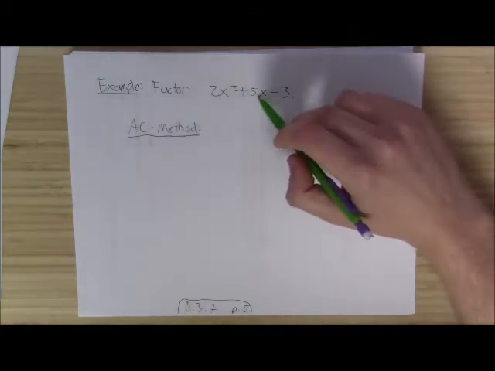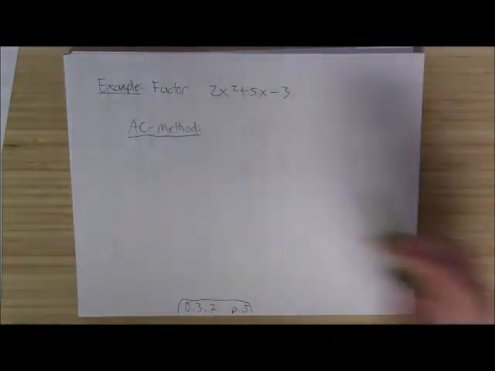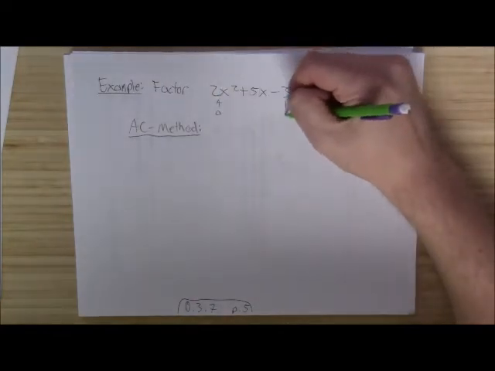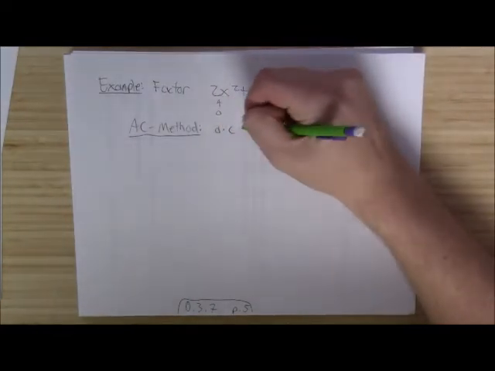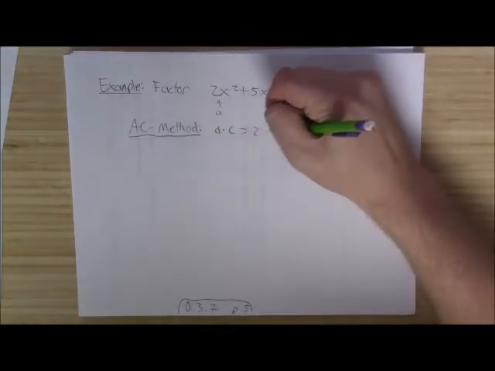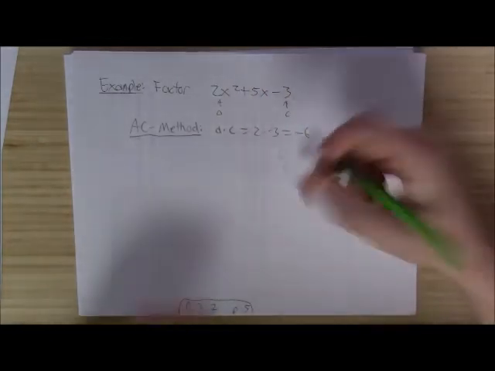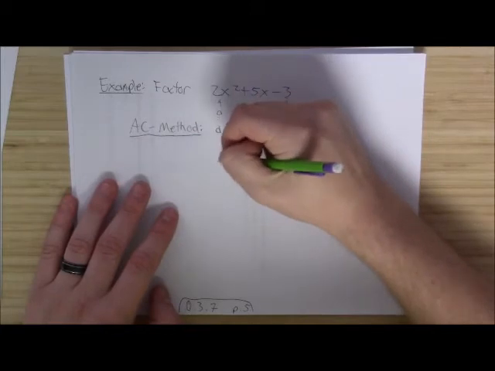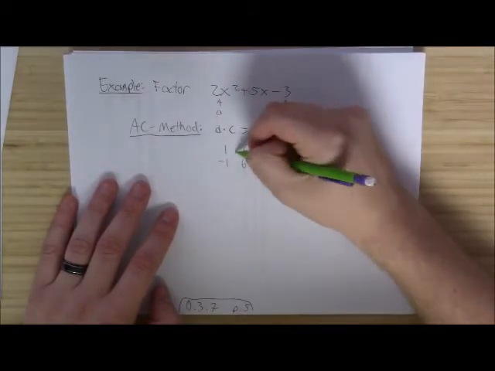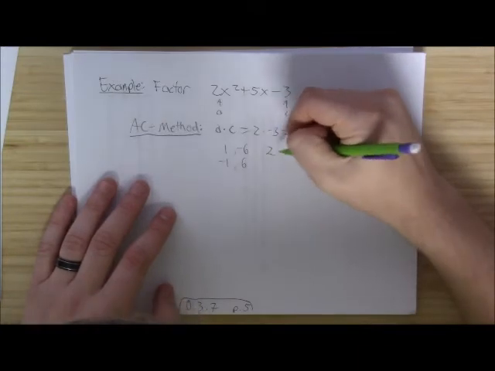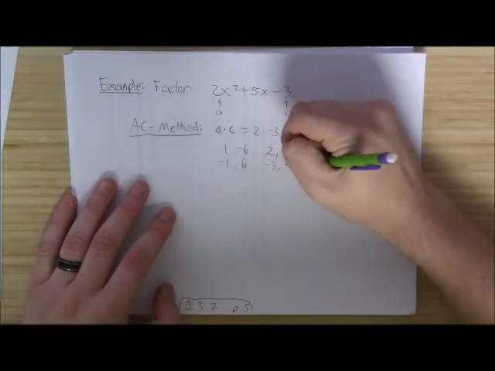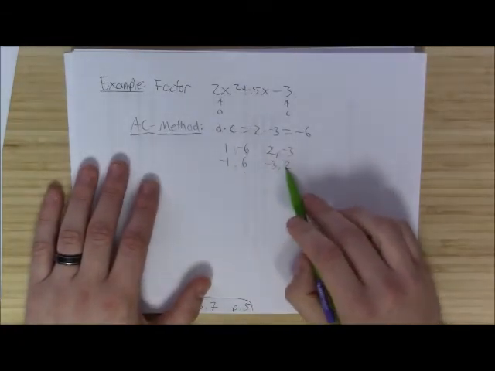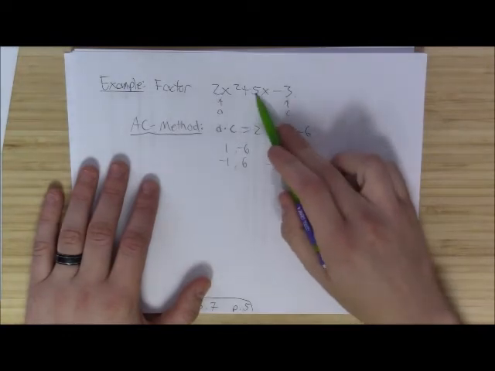Well, the trick here is we're going to split the middle term into 2 terms. How do we figure that out? Well, we use this method called the AC method. Namely, we take A and C and we multiply them together. 2 times negative 3, which is negative 6. Now, we list down the factors of negative 6. So 1 and negative 6, negative 1 and 6. And then we also have the factors 2 and negative 3 and negative 3 and 2. And now we want to figure out which of these pairs of factors add to give me positive 5.